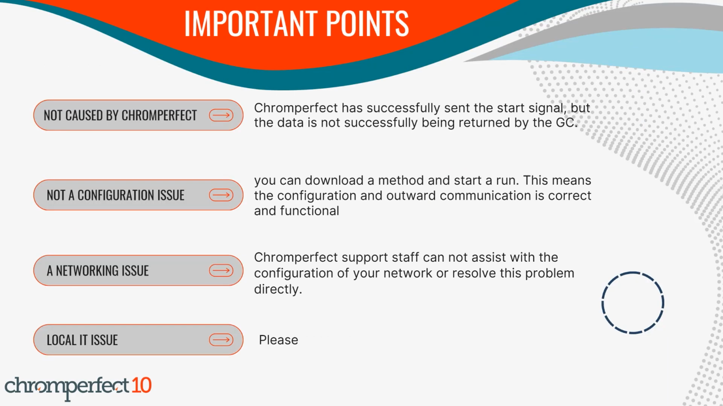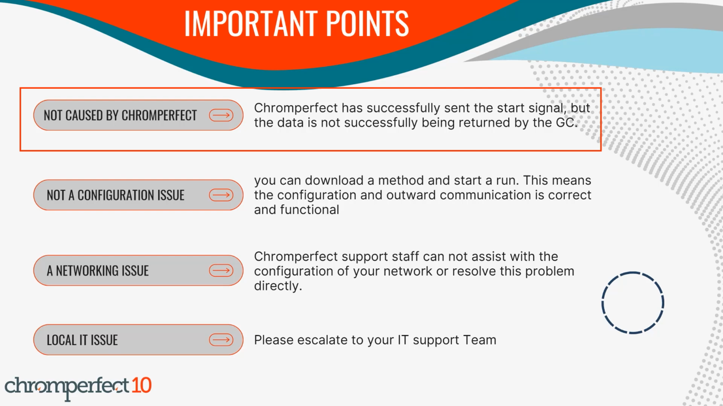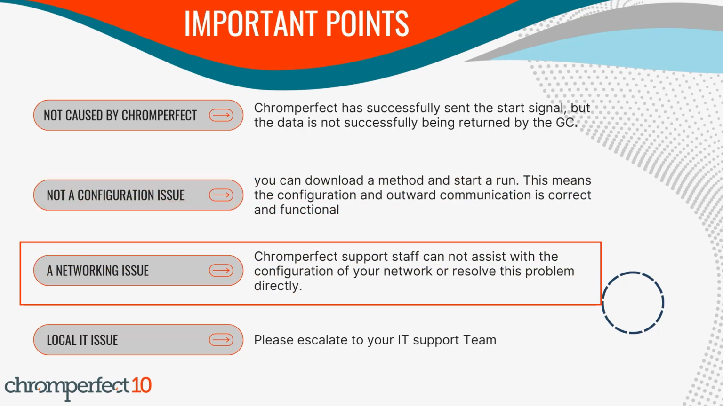A couple of important points we must cover before we proceed. This error is not caused by Chromperfect. Instead, Chromperfect has successfully sent the start signal, but the data is not successfully being returned by the GC. This is not a configuration issue within the Chromperfect software, because you can download a method and start a run. This means the configuration and outward communication is correct and functional. Chromperfect support staff cannot assist with the configuration of your network or resolve this problem directly.